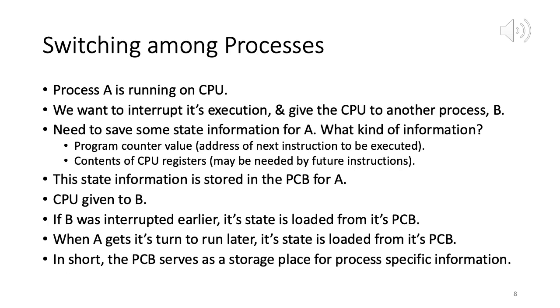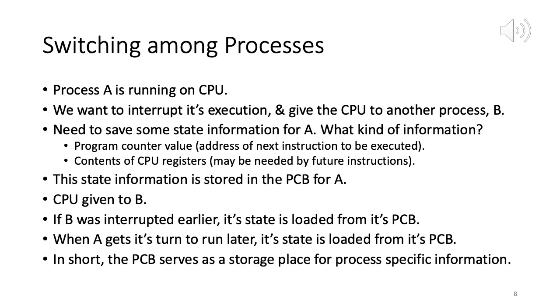Now I am on slide 8. This just describes in words what we were looking at in slide number 7. Process A or 0 is running on the CPU. We want to interrupt its execution and give the CPU to process B or process 1. We need to save state information for process A: PC values, contents of registers, and this state information is stored in A's PCB, and then the CPU is given to B.